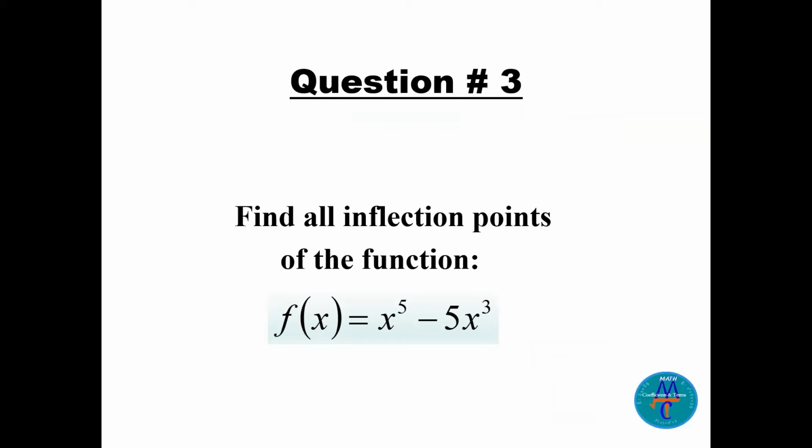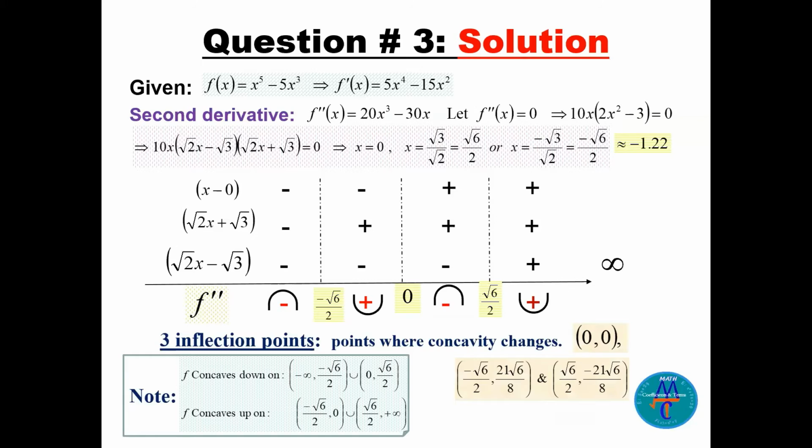Question number 3, find all inflection points of this function, f of x equals x to the power 5 minus 5x cubed. This is a polynomial function of degree 5. As usual, we find the second derivative. The first derivative here will be easy, 5x to the 4 minus 15x squared. Directly, we can find the second derivative, 20x cubed minus 30x.